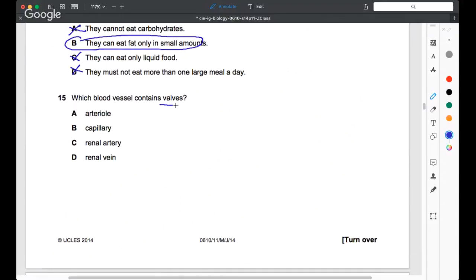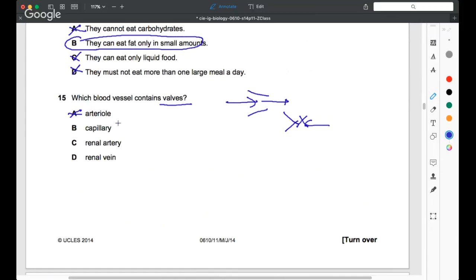Which blood vessel contains valves? So valves only allow blood to flow in one direction. They don't allow it to flow backwards. So they open in this direction, blood can flow through, but if the blood tries to flow in the other direction, they close and the blood can't go that direction. In the arteries and the arterioles, there's a high pressure gradient pushing the blood in one direction. So the blood really can only go in one direction because of the heart forcing in that direction. And arterioles are the same. They're just small arteries, so at high pressure with a high pressure gradient.